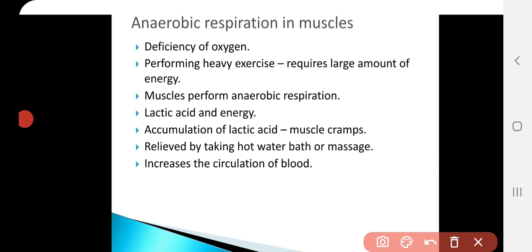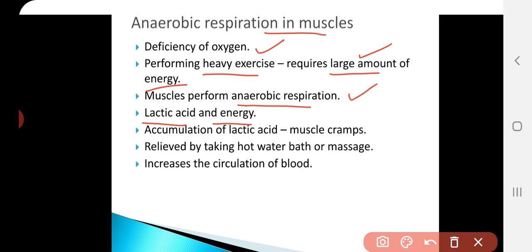Anaerobic respiration also takes place in human beings, in muscles. It is due to the deficiency or lack of oxygen. While a person is performing heavy exercise, he requires a large amount of energy. All the oxygen gets used up, so oxygen becomes absent. So the muscles perform anaerobic respiration and the products will be lactic acid and energy.